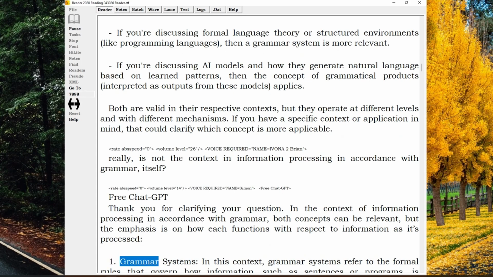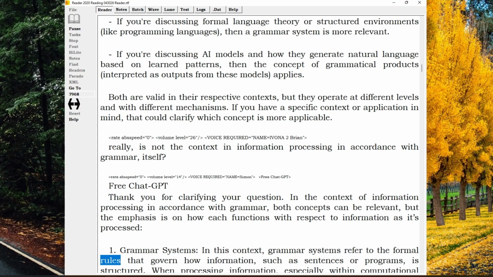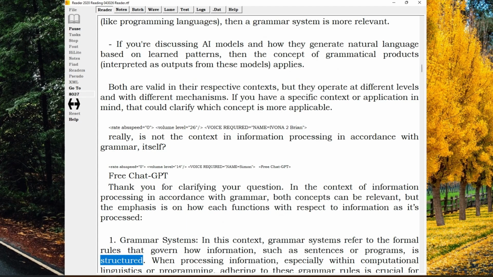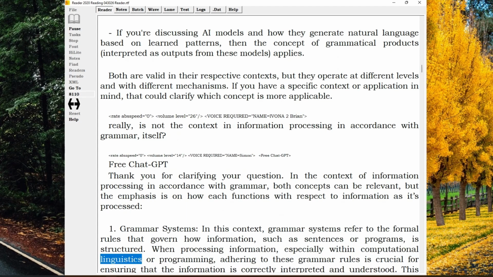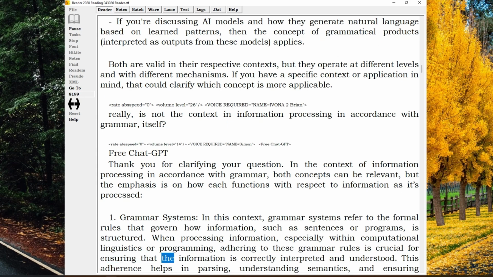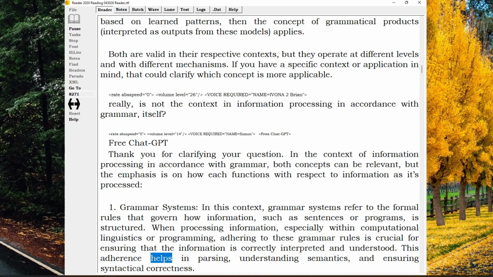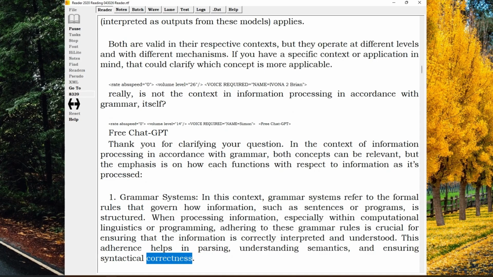1. Grammar systems. In this context, grammar systems refer to the formal rules that govern how information, such as sentences or programs, is structured. When processing information, especially within computational linguistics or programming, adhering to these grammar rules is crucial for ensuring that the information is correctly interpreted and understood. This adherence helps in parsing, understanding semantics, and ensuring syntactical correctness.